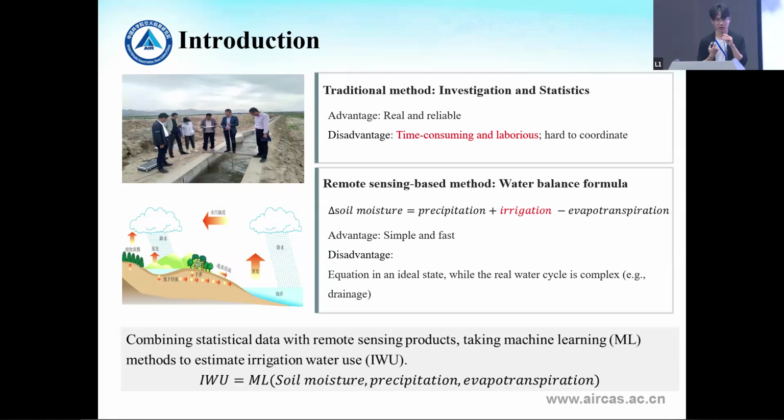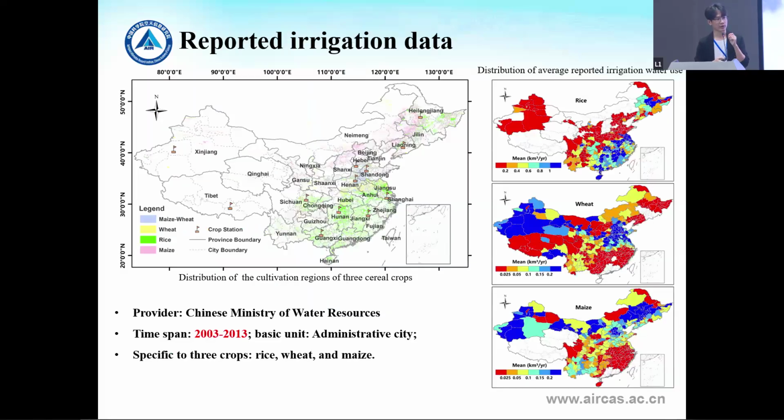Machine learning is a data-driven method which could establish the relationship between irrigation records and related variables from historical data. So we collected the records of irrigation from the Chinese Ministry of Water Resources from 2003 to 2013. This data is provided at the city level and is specific to 3 crops: rice, wheat, and maize. Therefore, the output of our model will also take each city as the basic unit.